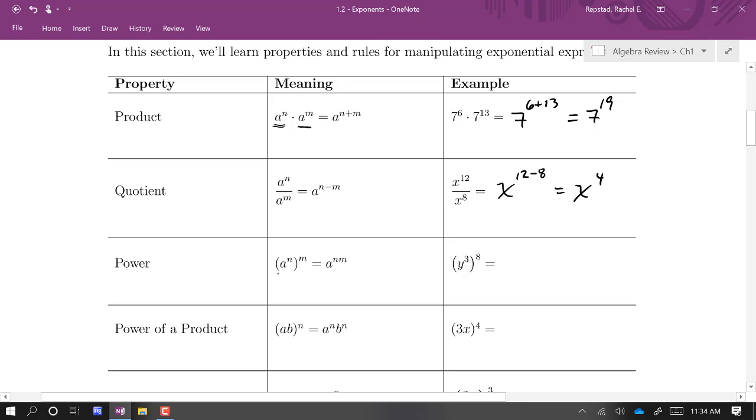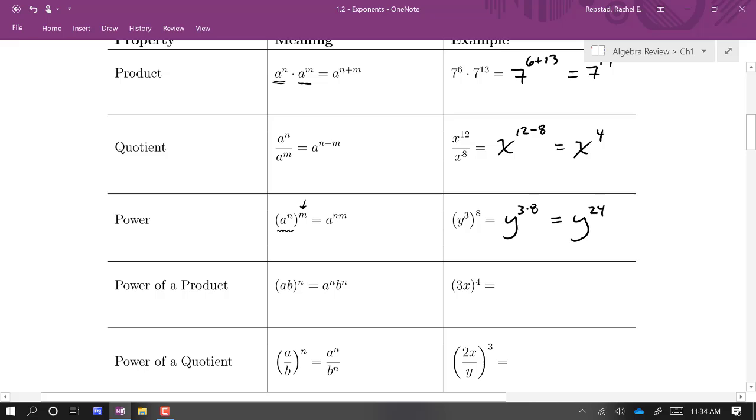If I'm taking an exponential expression and raising it to another power, then we can multiply those exponents. So y cubed all to the 8th is y to the 3 times 8, or y to the 24th power. And if I'm multiplying inside a set of parentheses and raising that product to a power, then we can distribute an exponent over multiplication. So 3x to the 4th, this is multiplication, right? 3 times x, and that's being raised to the 4th. This is 3 to the 4th times x to the 4th, which gives us 81x to the 4th.